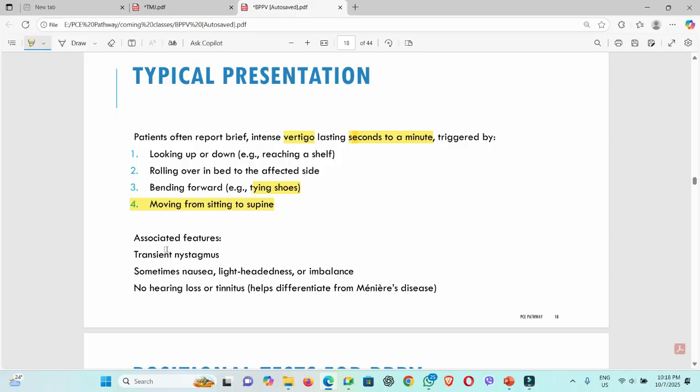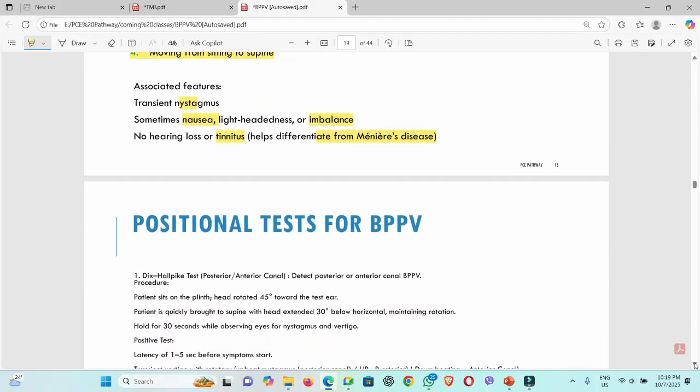Now, associated features. Transient nystagmus will be there. Sometimes nausea, lightheadedness, or imbalance. No hearing loss or tinnitus. What is tinnitus, guys? Ringing in the ear. So Meniere's disease has hearing loss and tinnitus. So that's the typical presentation of BPPV.